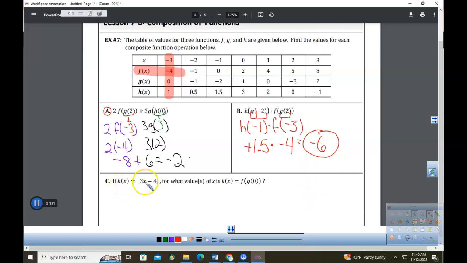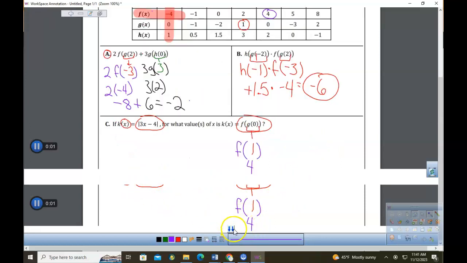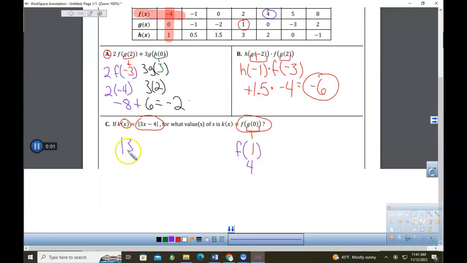Now, if k of x is absolute value 3x minus 4, for what values of x is k of x equal to f of g of 0? All right, so first thing I do is find what this value is. So g of 0 is 1. And f of 1 is 4. So they're asking, when is this function equal to 4? So we do absolute value 3x minus 4 equals 4.